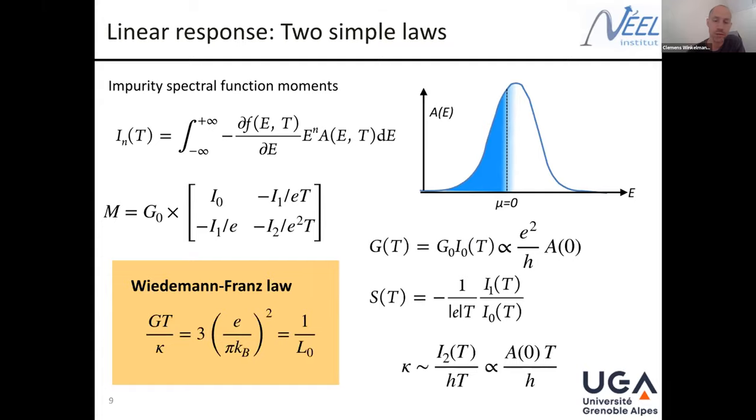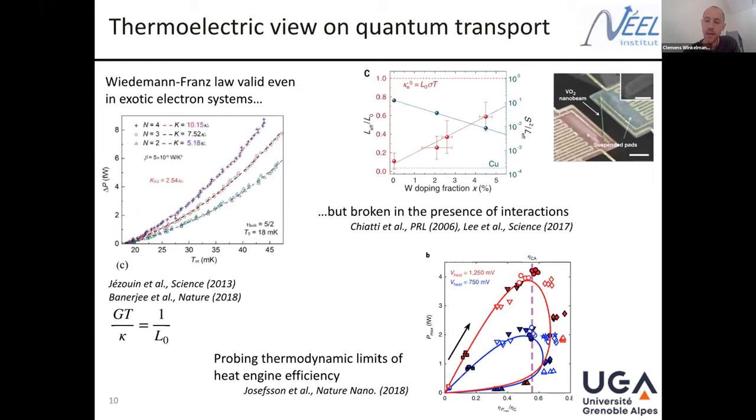And you can also do the same thing for the thermal conductance. Now, assuming that thermoelectric effects are not too large, you can show that the thermal conductance is again connected to the amplitude of the spectral function. And then if you take the ratio of these two conductances at a given temperature, you find a constant value. This is the Wiedemann-Franz law. And our goal is going to be to probe these in a variety of quantum devices. So I would say that over the last 10 years, there have been quite a few experiments revisiting or deepening actually quantum transport physics from a thermal and thermoelectric point of view.